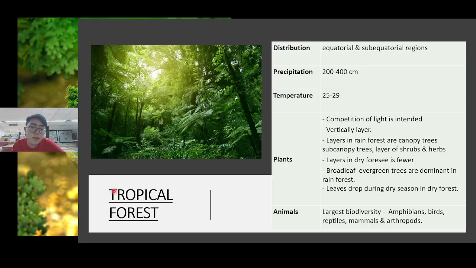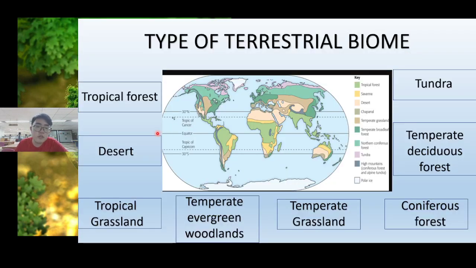The first one we will proceed with is tropical forest. This one is very famous because we are very familiar with it, as we are in Malaysia. So Malaysia is under tropical forest. The distribution is normally at the equatorial and sub-equatorial regions, the middle line of the world. Not only Malaysia, even India, some countries of Africa and also Brazil are under the equator. All of these are considered tropical forest.